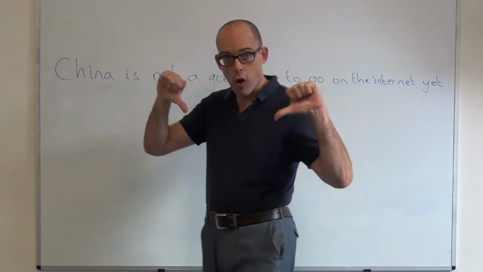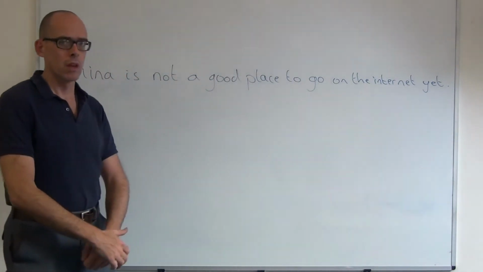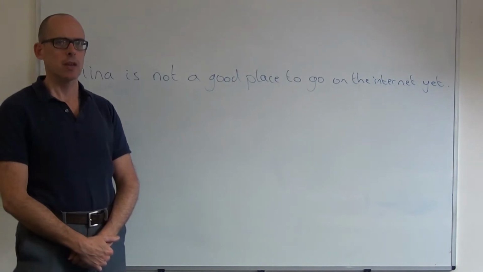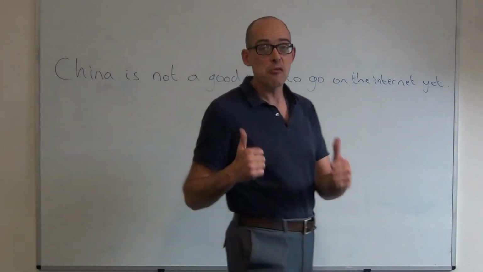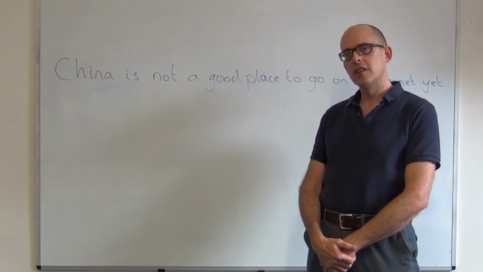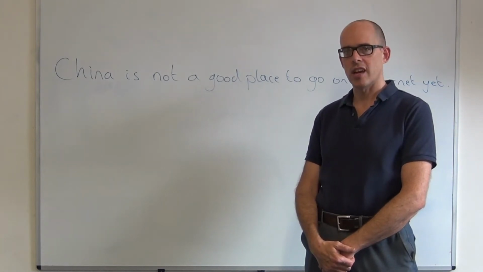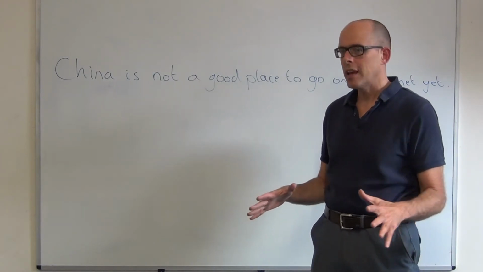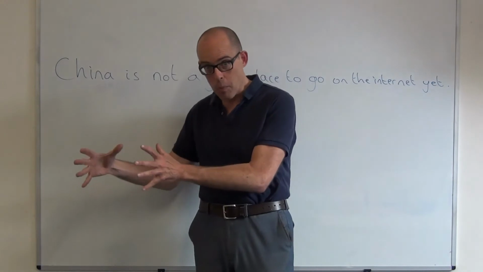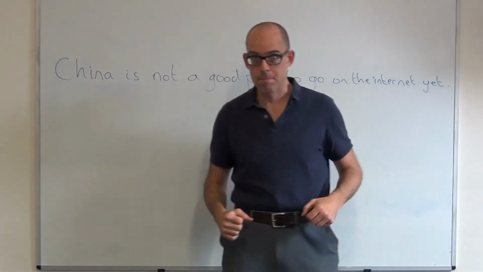So I'll do the wrong way, like a robot. China is not a good place to go on the internet yet. And now the right way, like a human. China isn't a good place to go on the internet yet. So they don't sound the same. In this video we're going to look at how we can change from a robot to a human. Here goes.